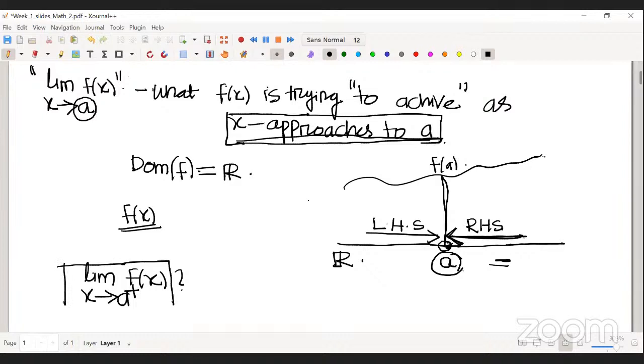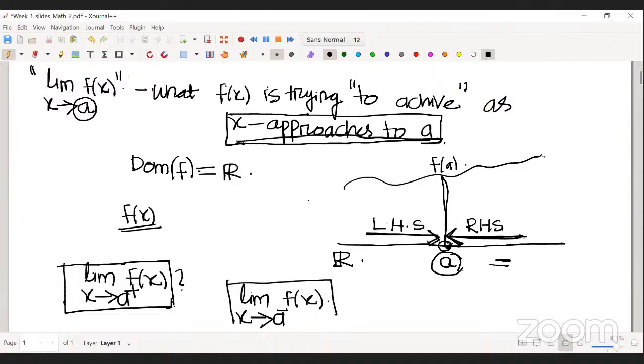So we want to know how the function approaches when you are coming to the point A through the right hand side of A, and how the function approaches when you are coming to the point A from the left hand side of A. So for the left hand side, we'll use this notation. So how the function behaves when you are coming from the left hand side of A.